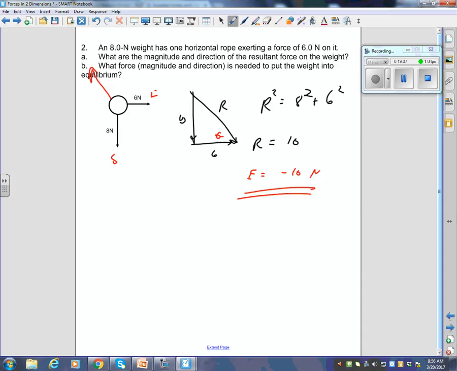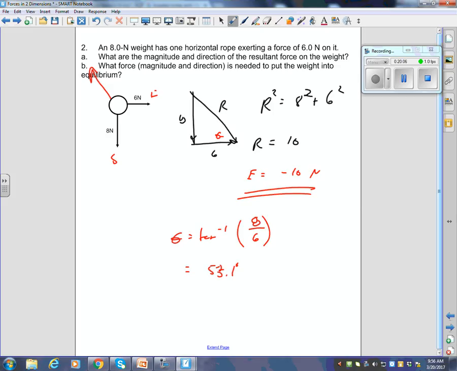It does ask for the direction. So I guess you would have to go theta equals inverse tan, opposite over adjacent, so that would be 8 over 6. Somebody help me out. No calculator here. 53.1? 53. Okay.